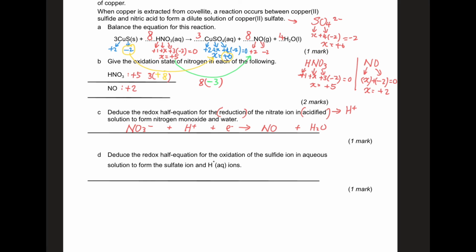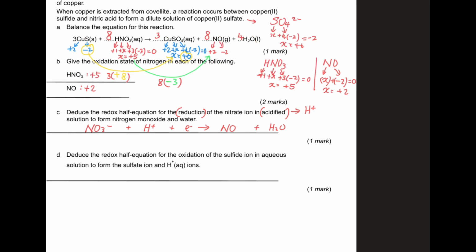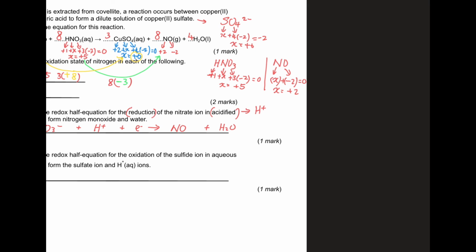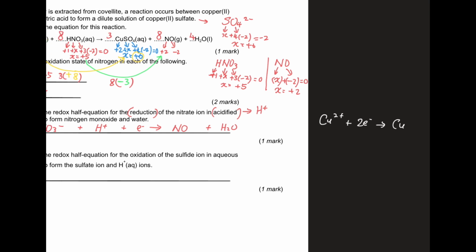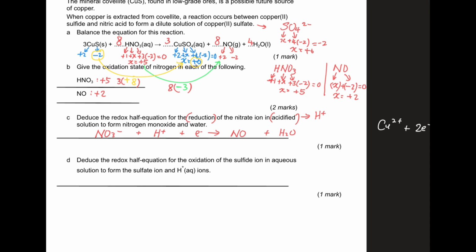Okay, so for example, let's say the basic one. We have a very simple reduction half equation, like Cu2 plus 2 electrons become Cu. This is a very basic reduction reaction. You can see the electron is on the left hand side. It's a reduction half equation. Okay, so now let's come back to our question here. We need to balance the equation now.